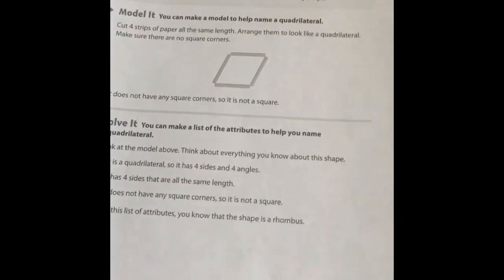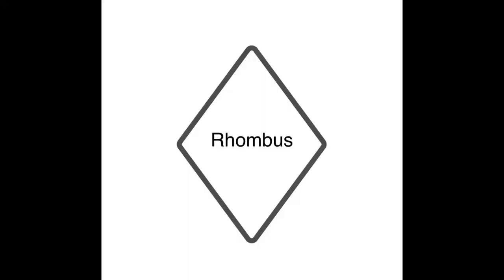So now let's solve it. It's a quadrilateral. It does have four sides, four angles. All four of my sides are the same length. It does not have any square corners. I tried my best to make it look like that. So from the list of attributes, we know that our shape is a rhombus. It is a rhombus. That was a pretty fun activity.